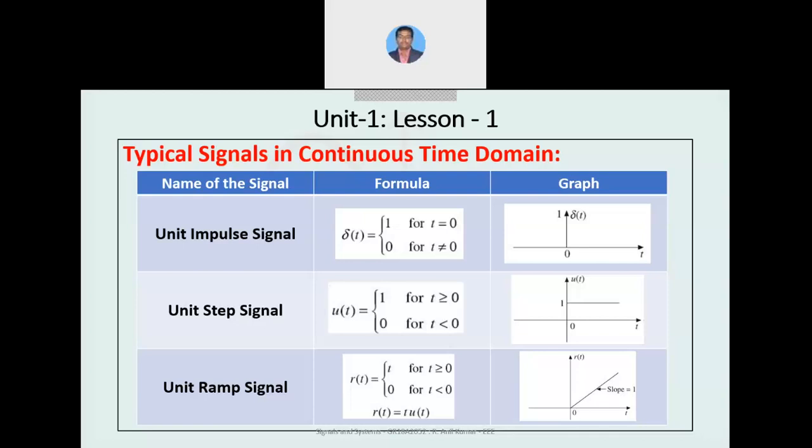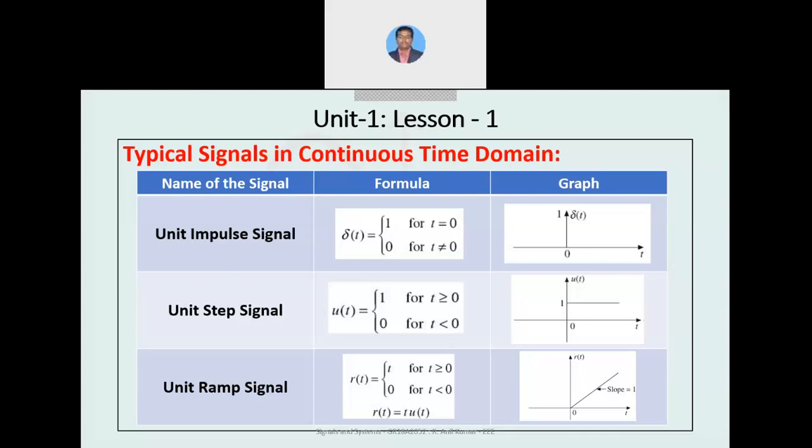and at other instances, other than t equal to 0, the impulse function is 0. Similarly, for the unit step signal, from the graph we can see that whenever t is greater than or equal to 0, the output function is 1. As we define it with constant 1, we call this a unit step signal. If it is other than 1, we call it a step signal. The formula for a unit step is u of t equals 1 for t greater than or equal to 0, and 0 for t less than 0.